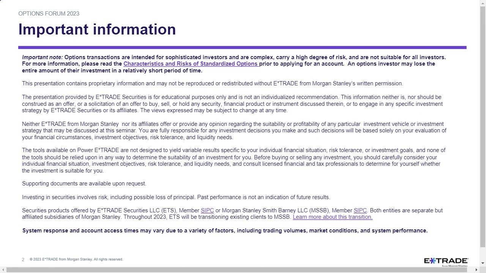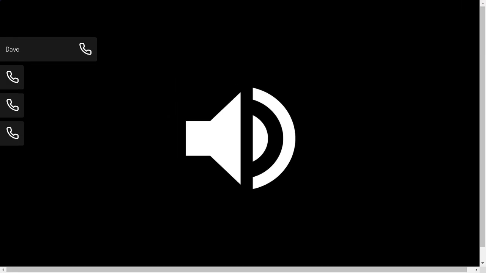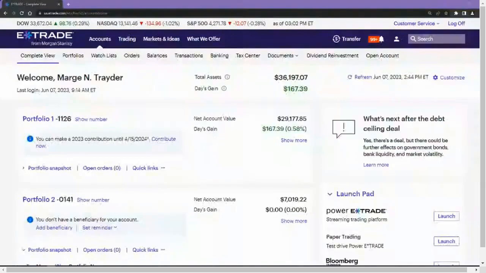What you're going to see when the screen share comes up is I'm going to be looking at the complete view page in the E-Trade website. This is probably the page you land on when you first log in. It doesn't have to be. And most importantly here, Dave, because we're going to be looking at some live data and live positions, nothing that you see is by any stretch of the imagination a buy, sell, or hold recommendation. But we are going to go through some examples. That's right. Very good, Steve. Thank you for catching me on that.